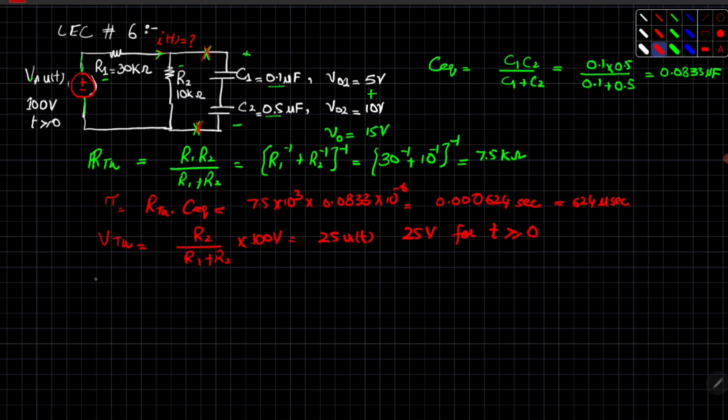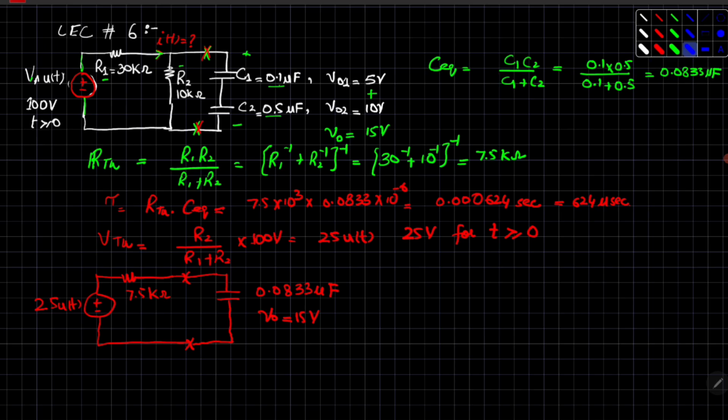Now redrawing our circuit, we have V Thevenin, that is 25 U of t, the Thevenin resistance, that is 7.5 kilo ohms, and these are the two points where we have removed our circuit. Then this will be a capacitor of value 0.0833 microfarad, and the initial voltage across this capacitor is 15 volts. So far we have all the data for our calculation.